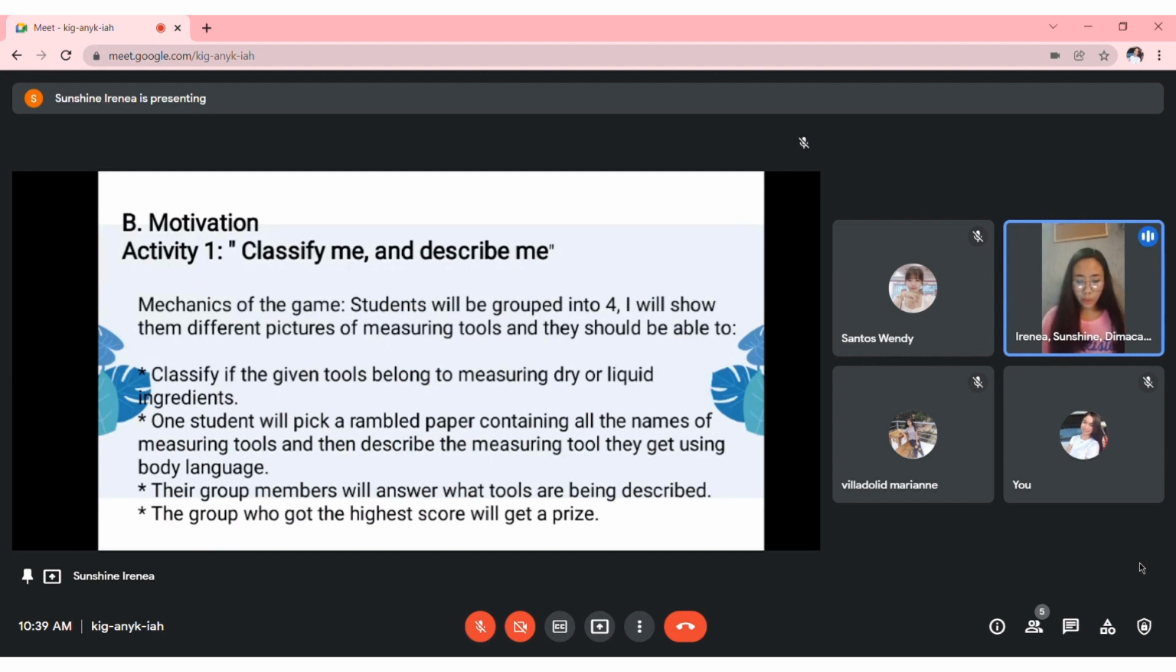One student will pick a rumbled paper containing all the names of the measuring tools and then describe the measuring tool they get using body language, and their group members will answer which tool is being described. The group who gets the highest score will get a prize. This motivation activity will also serve as an assessment of the prior knowledge of the students, and they will gain an insight into what topics will be discussed.